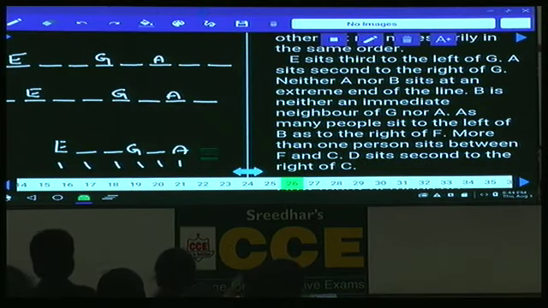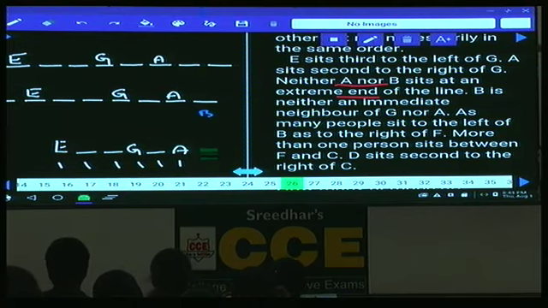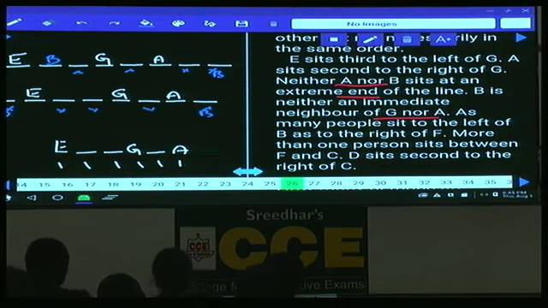Next one, neither A nor B sits at an extreme end of the line. B cannot be here, and B cannot be here. And next, B is neither an immediate neighbor of G nor A. B cannot be an immediate neighbor of G or A, means B cannot be in any one of these places. Hence in this one B must be here.